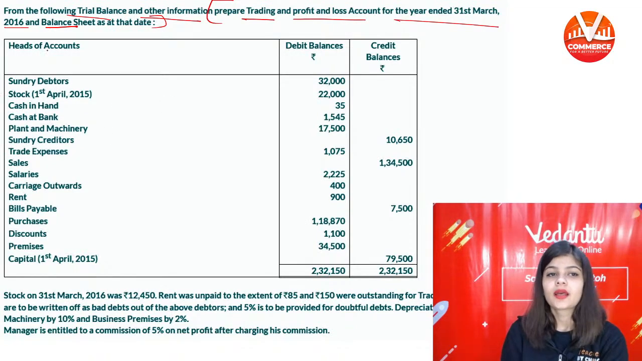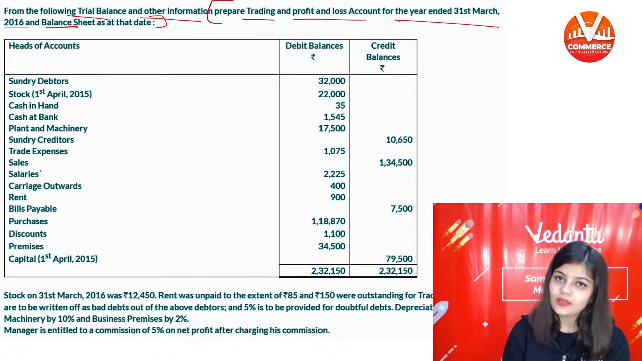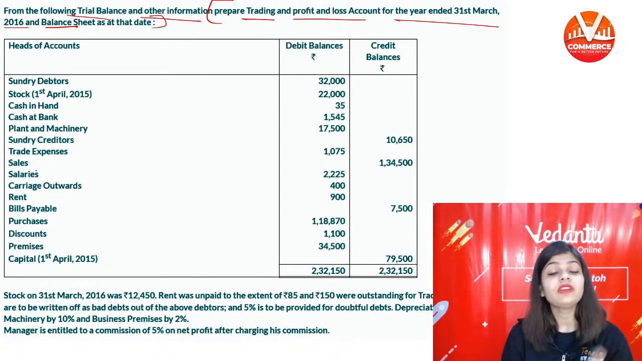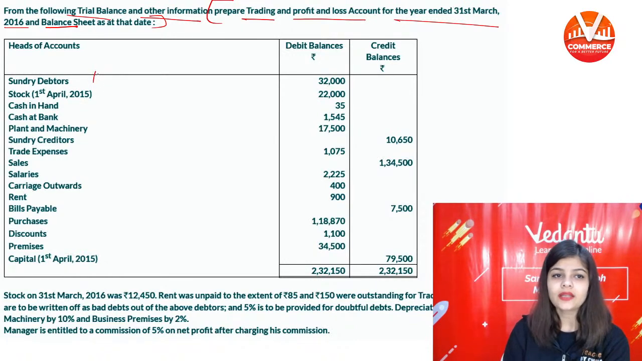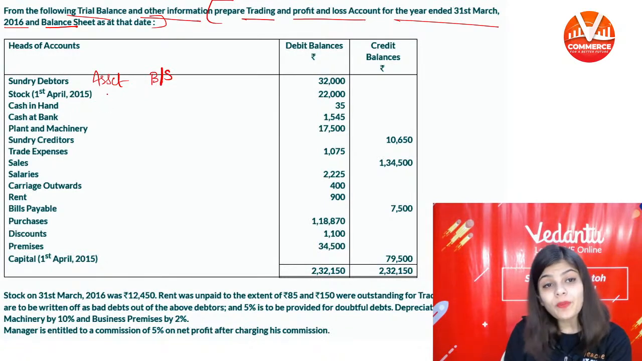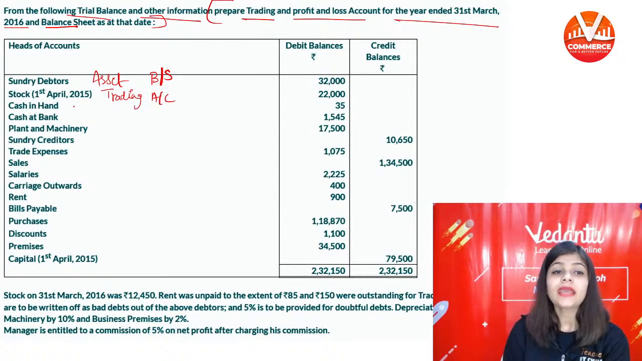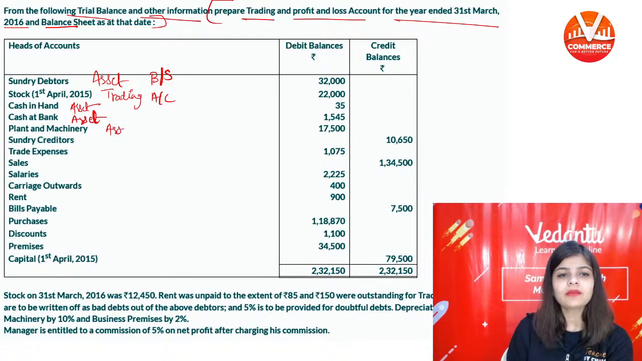So, let's first analyze the trial balance. After trial balance, we will be reading the adjustments. So, debtors, first item in the trial balance, debtors are asset, we will record in the balance sheet. Opening stock, we will record in trading account. Cash in hand, asset, balance sheet. Cash at bank, asset, balance sheet. Plant and machinery, asset, balance sheet.